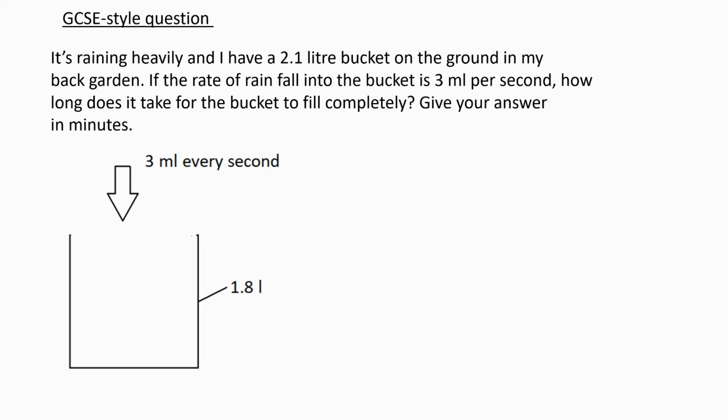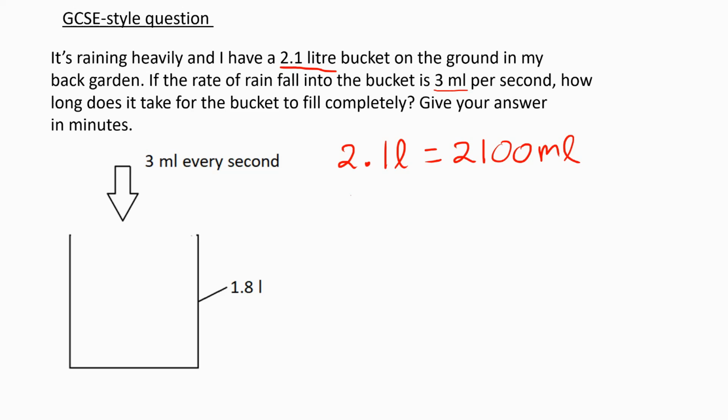Okay, so this is how we could work it out. We have a 2.1 litre bucket, and we want to see how long it will take to fill if the rate of rainfall into the bucket is 3 millilitres per second. So if we change 2.1 litres into millilitres, it's going to be 2,100 millilitres, right? We times by 100 to get into centilitres, and then you times it by 10 to get into millilitres.